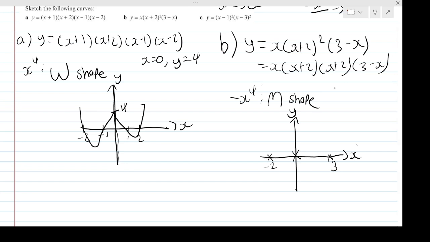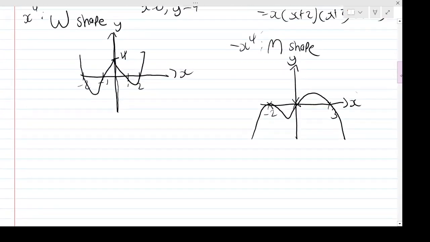Oh, hang on a second. So touch it there. That's not the best drawing, is it? So it'll look a bit like that, okay? And there we are. Lovely. Okay, so that's part B.